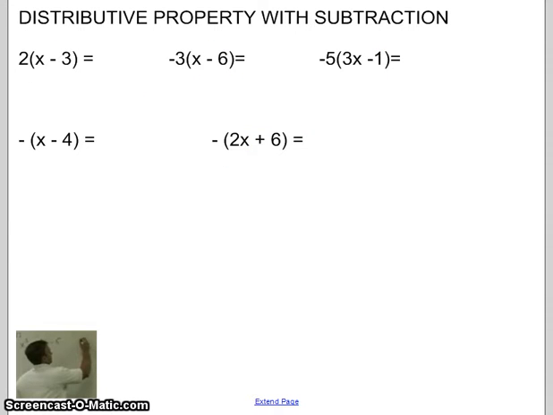All right, let's look at some subtraction. 2 times x minus 3. So we do 2 times x, and then we do either minus 2 times 3 or 2 times negative 3. And then we'll worry about the sign between the terms later. So 2 times x is 2x. 2 times negative 3 is negative 6. So we just have 2x minus 6. And we have a sign, an operation in between both terms. So we're all set.